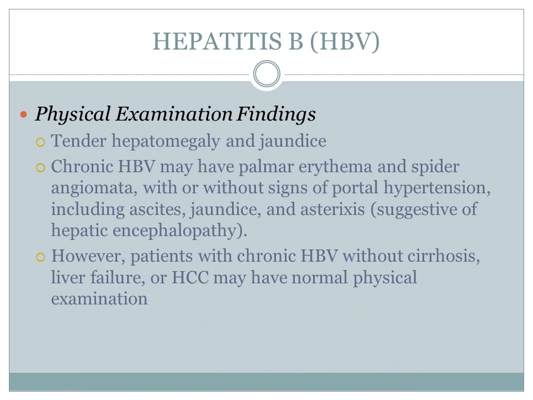So as far as physical exam findings, you may have organomegaly with some jaundice. With chronic hepatitis B, you may have palmar erythema and spider angiomata. You may have some signs, perhaps, of portal hypertension, and this would include ascites, jaundice, and asterixis. And this is that liver flap. It's a flap of the hand that is common with hepatic encephalopathy. There may, however, be a completely normal exam in patients with chronic hepatitis B if they do not have the complications.